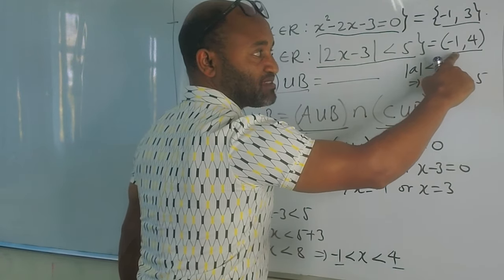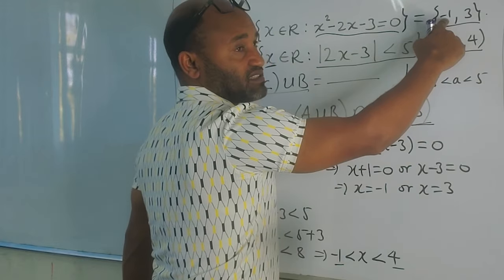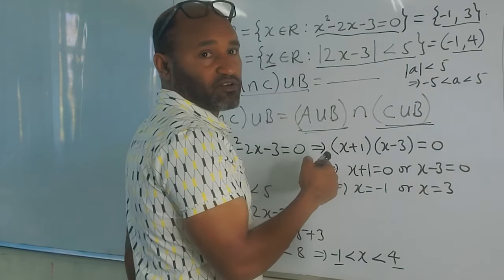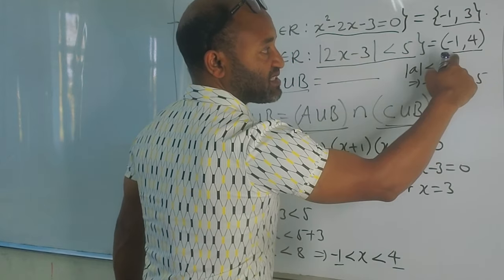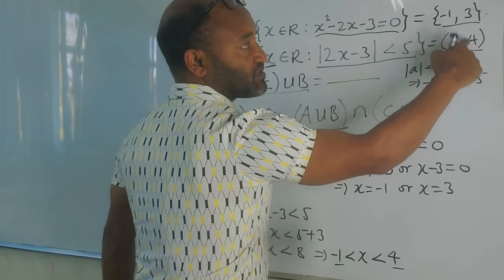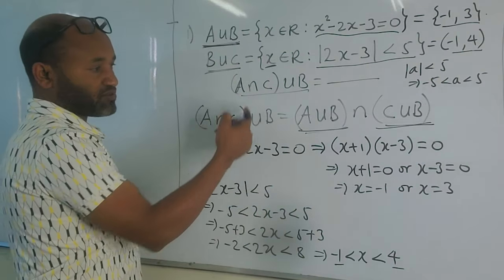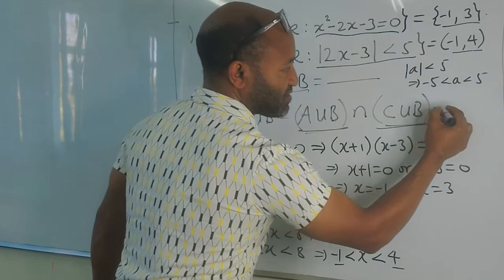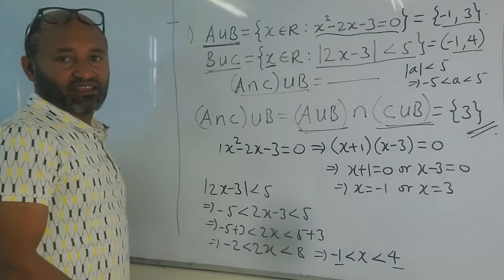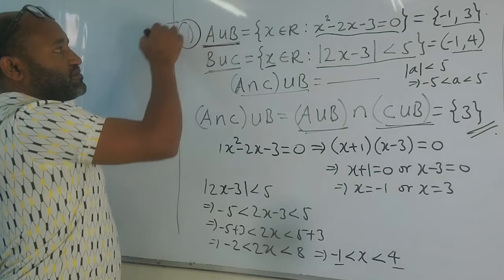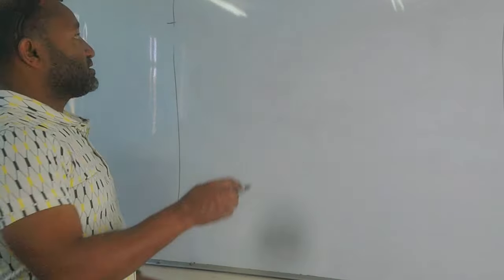Look, minus 1 does not belong to the second set. Here it is an element, so it is not a common element. 3 is inside this interval, so 3 is a common element for both. Therefore, our answer will be the set containing 3. That's the first fill in the blank problem.